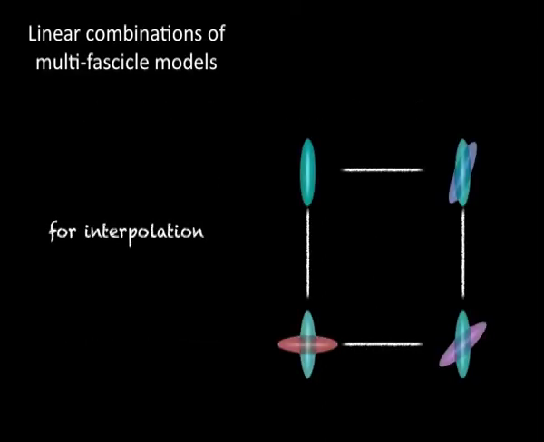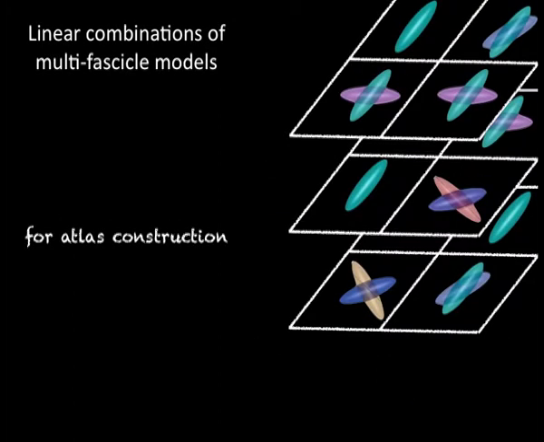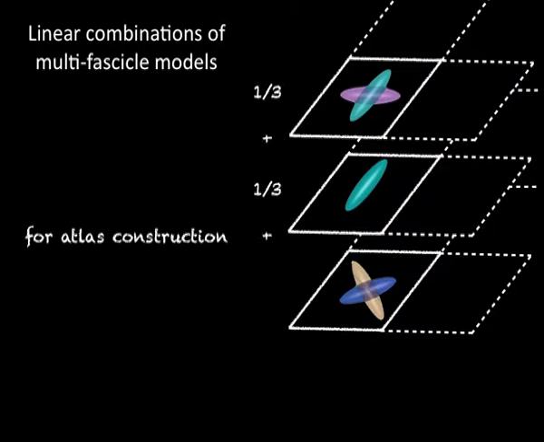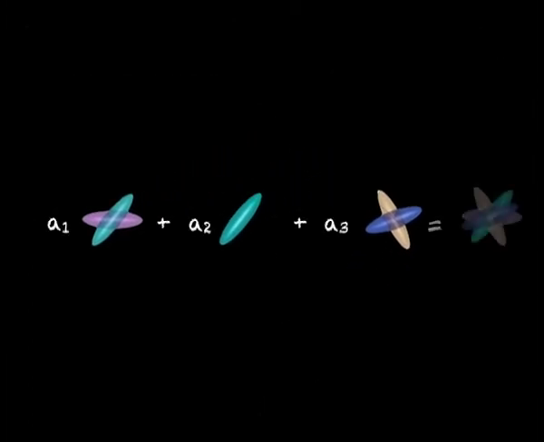Linear combinations are required for interpolation, where the value at a non-grid location is estimated as a weighted combination of neighbors on the grid. When it comes to atlas construction, we typically need to average the values of all aligned images. This averaging also requires the computation of a linear combination of multifascicle models. So an easy way to compute these linear combinations would be to compute the weighted sum of the corresponding Gaussian mixture to yield a complete mixture.